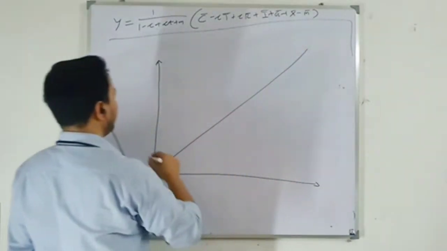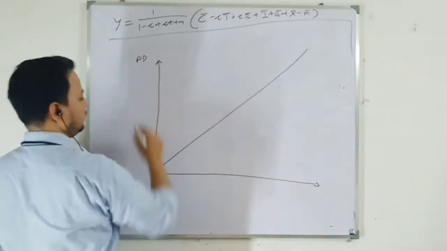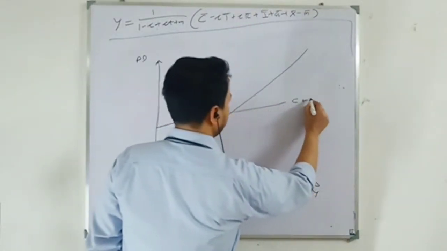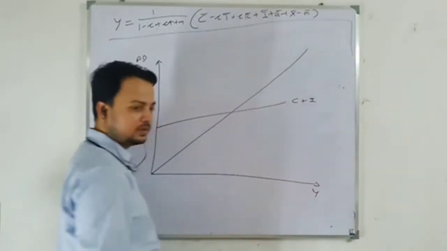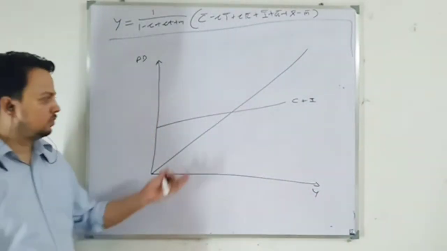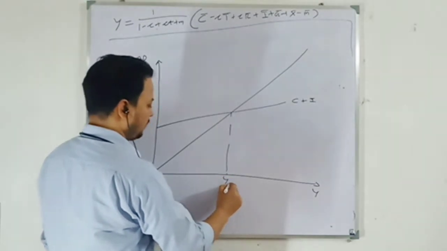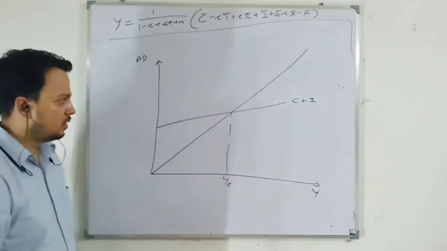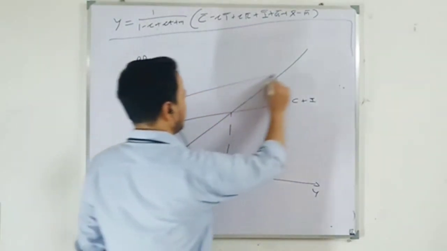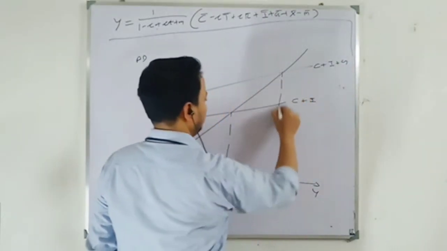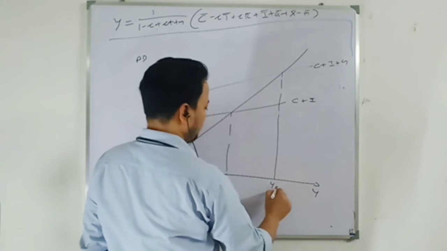Here I am drawing the 45-degree line. Here you have aggregate demand, and here you have output. This is C plus I. Before, I don't have any government expenditure, so this is your equilibrium level of income. Now I introduce government expenditure, so your aggregate demand will shift. So the equilibrium level of income will be higher.